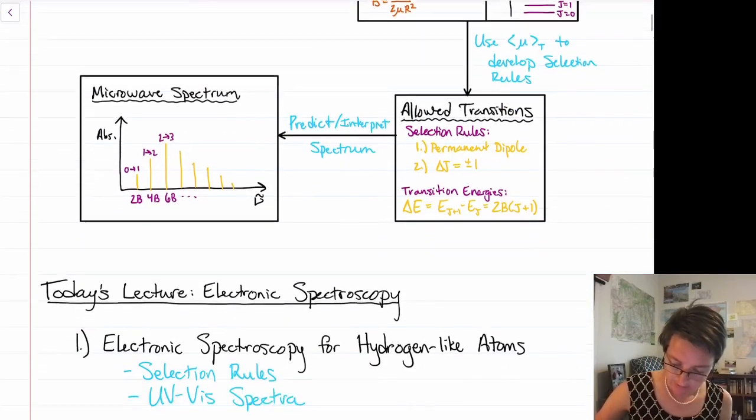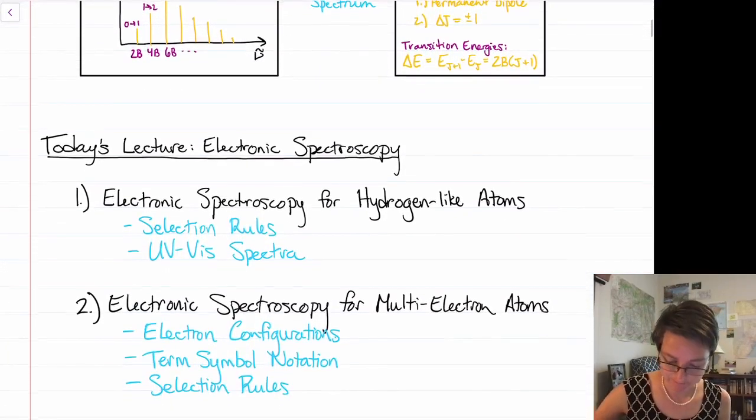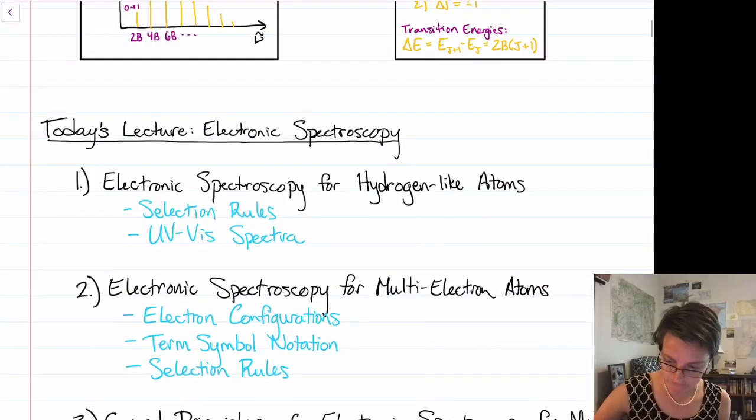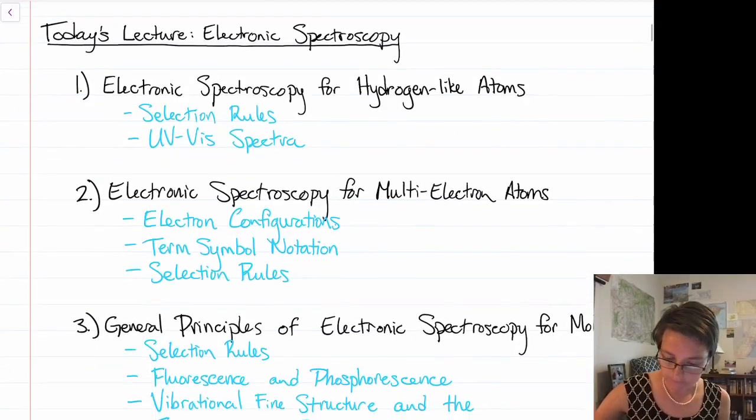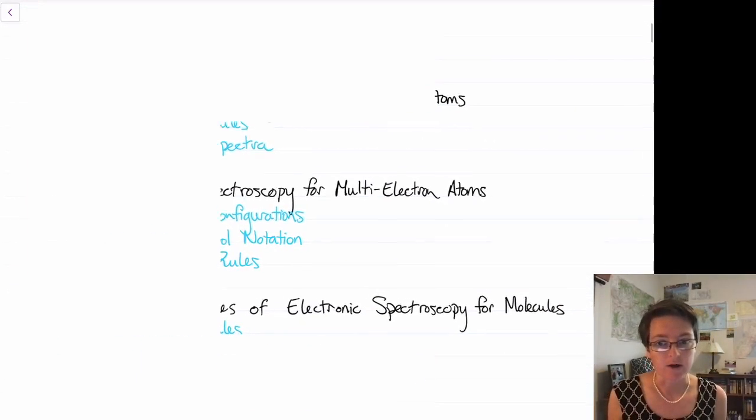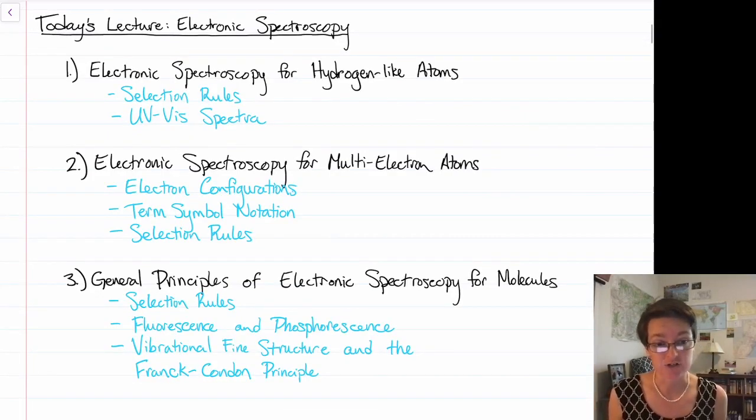But for now, let's talk about electronic spectroscopy. I have 3 goals for today's lecture. The first goal is for us to talk about electronic spectroscopy for hydrogen-like atoms. We'll talk a little bit about the selection rules and how it is that we know that these transitions show up in the UV-vis area of the electromagnetic spectrum.